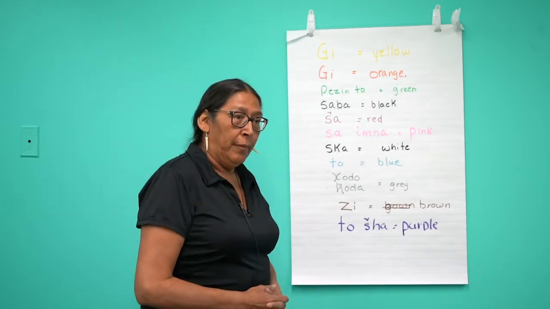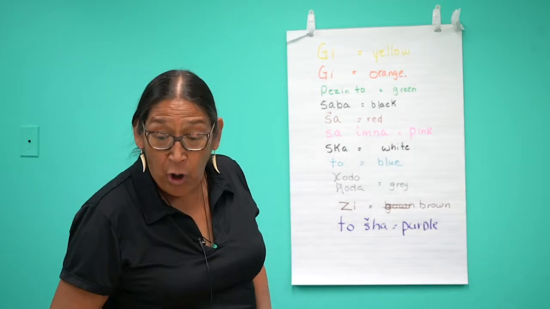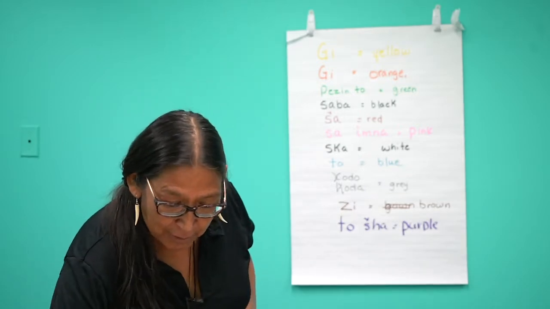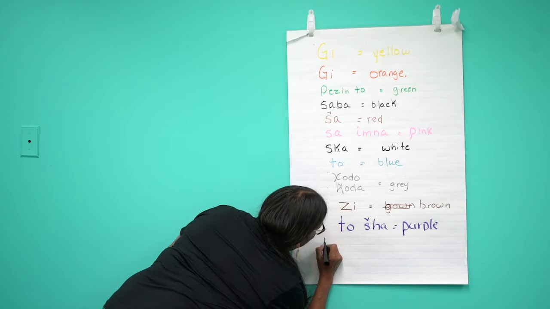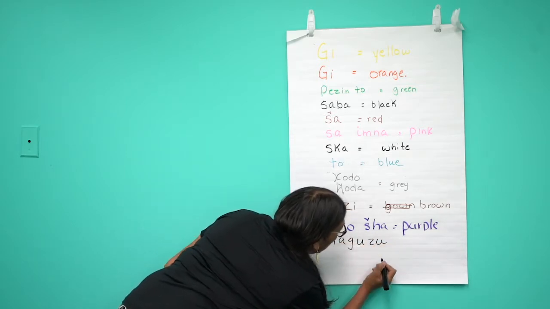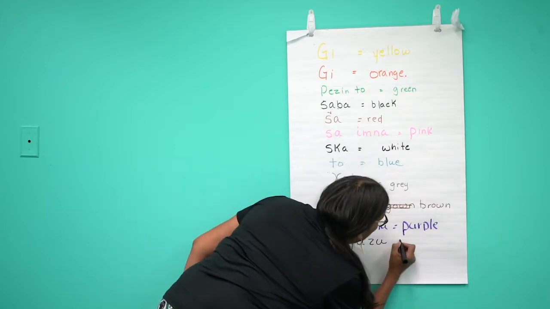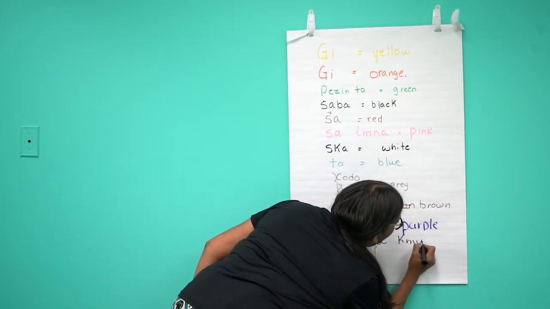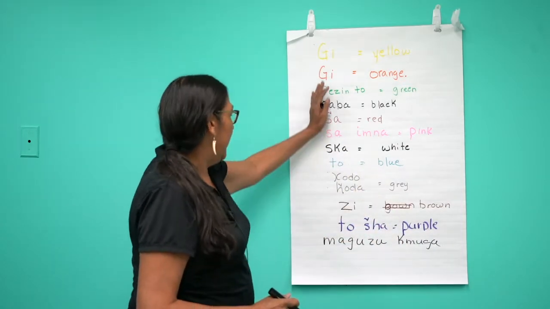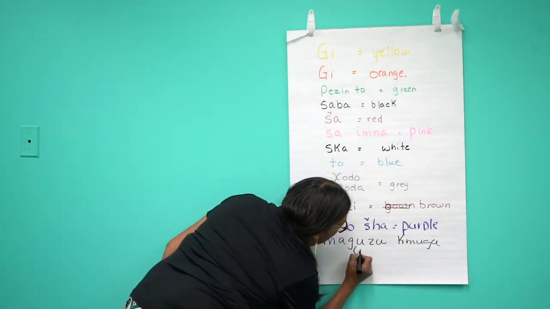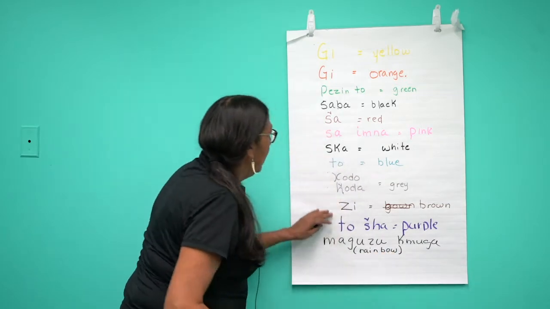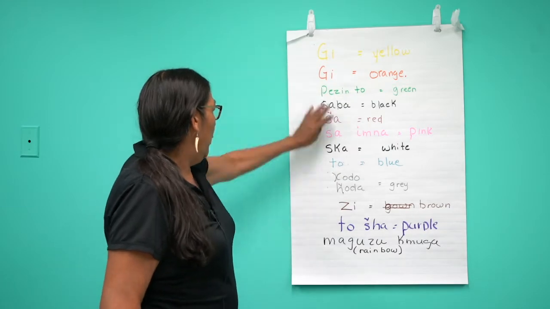There's a Magaju Kamuga for rainbow. Oh, okay. Magaju. Kamuga. Yeah. Kamuga. And that's all your colors right here. That's the colors of the rainbow. And the colors of the rainbow are all these except for maybe white and black.